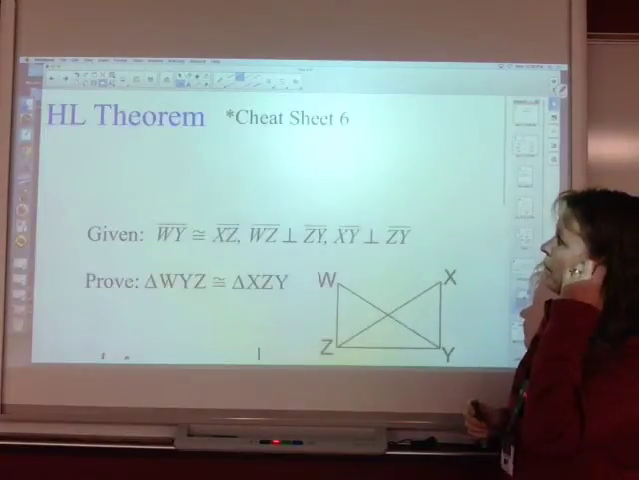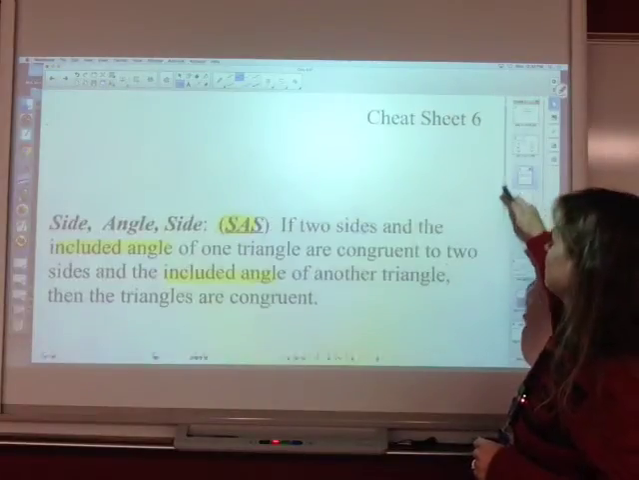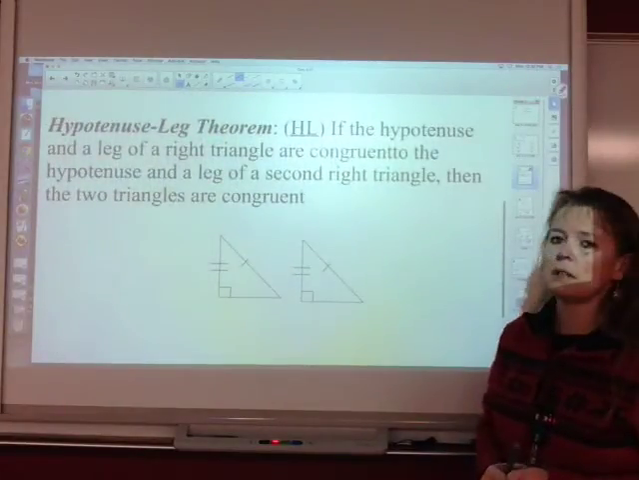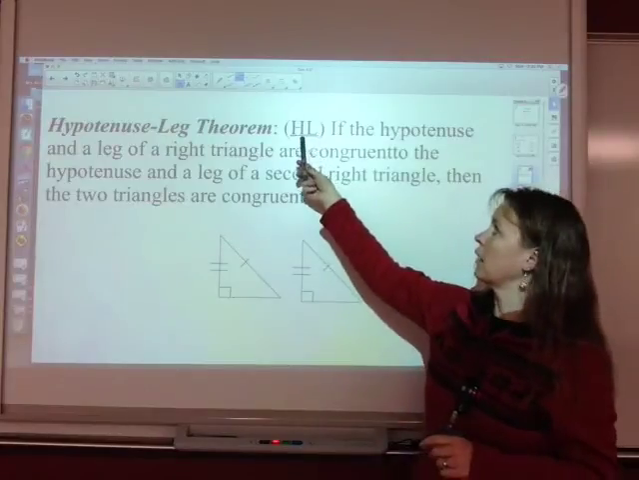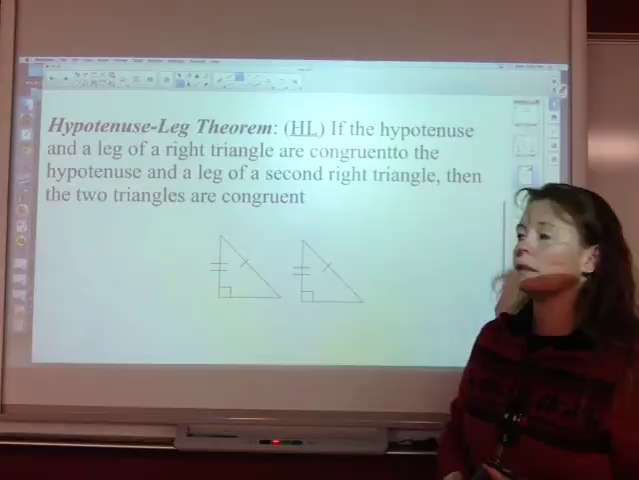All right, next up, the HL theorem. That's on cheat sheet 6 as well. Cheat sheet 6, the HL theorem. Hypotenuse leg. Notice we don't even have to call it HL theorem. We're just capital H, capital L. That's what you can put on your reason.